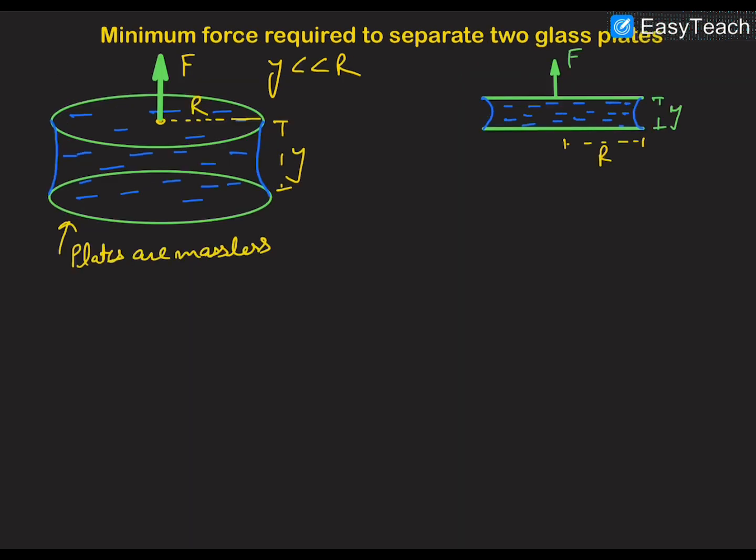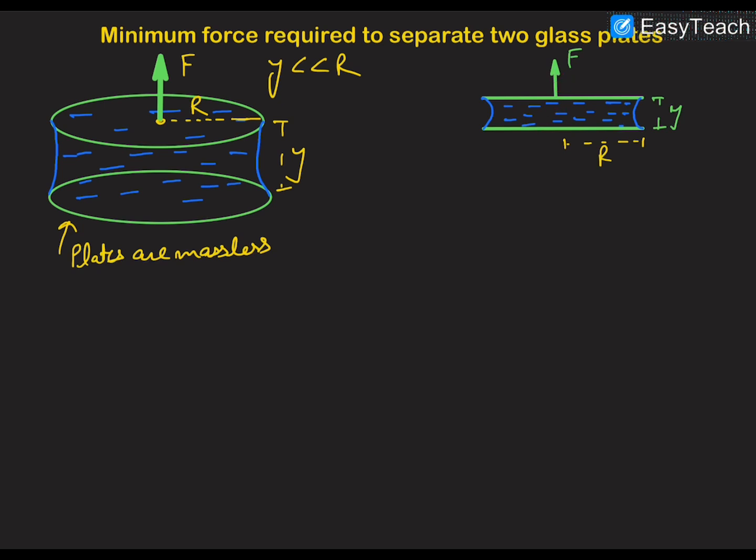Now let us discuss the numerical I am talking about. You must have seen that if there is a plate of glass and some water kept on that plate, and you keep another such plate on that water surface on the first plate, then it would be very difficult to separate those two plates. In this numerical, we have to find the minimum force required to separate these two plates.